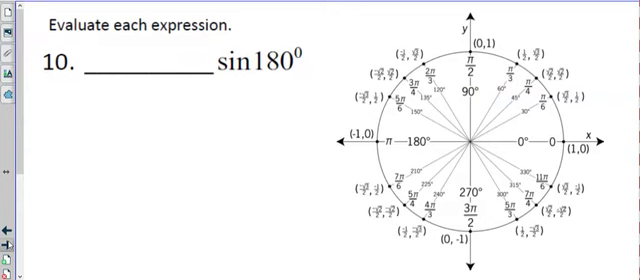Number 10, sine of 180. Sine is your y value. So here's 180. There's your y value. It's just 0.